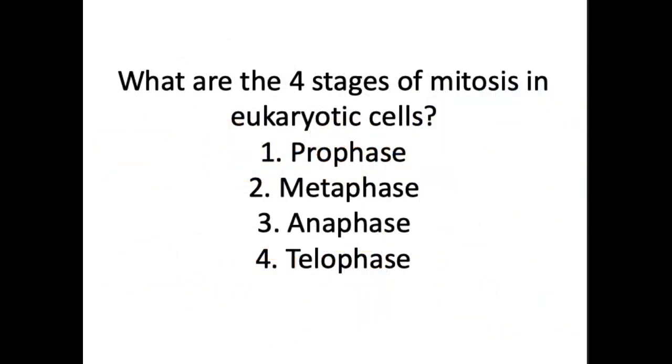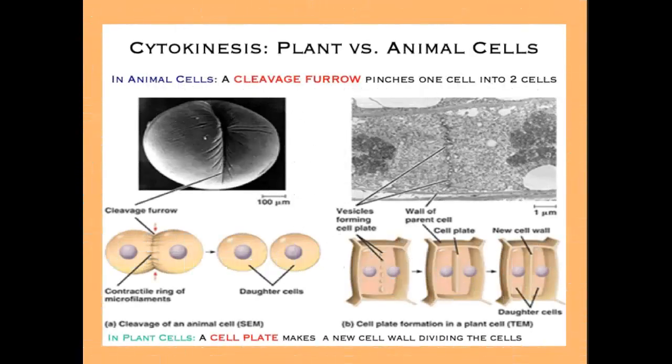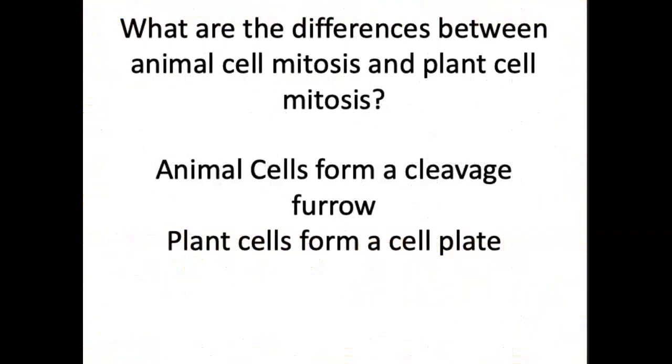So the stages of mitosis in eukaryotic cells: prophase, metaphase, anaphase, telophase. Animal cells have the formation of a cleavage furrow. Plant cells get the formation of the cell plate. And that's what we can actually see right there.